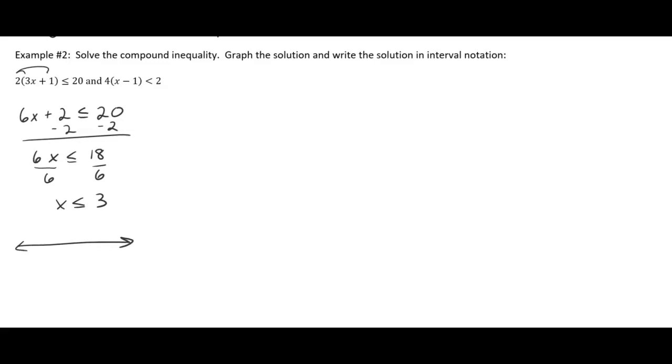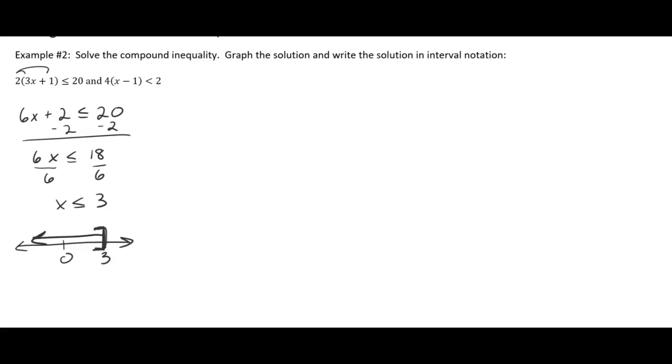So I get 6x plus 2 is less than or equal to 20. And then I'm going to subtract the 2, and I get 6x is less than or equal to 18. And I'm going to divide by 6. And so I get x is less than or equal to 3. Again, if I were to graph that, it would look like here's 0, here's 3, and a square bracket, and this way, less than.